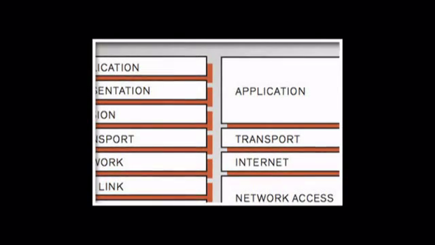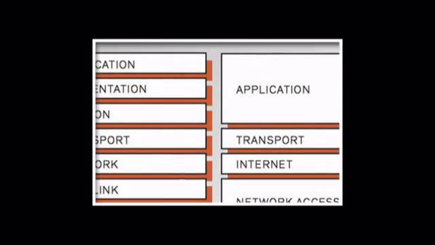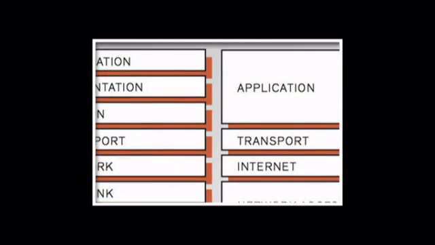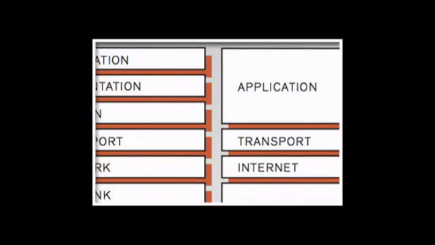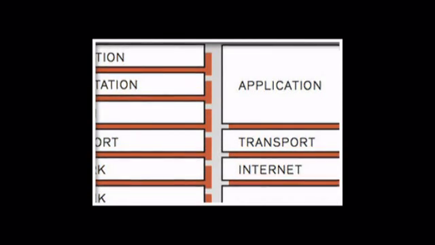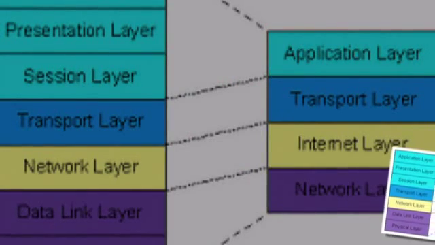Differences. TCP/IP protocols are considered to be standards around which the Internet has developed. The OSI model, however, is a generic protocol-independent standard. TCP/IP combines the presentation and session layer issues into its application layer. TCP/IP combines the OSI data link and physical layers into the network access layer.